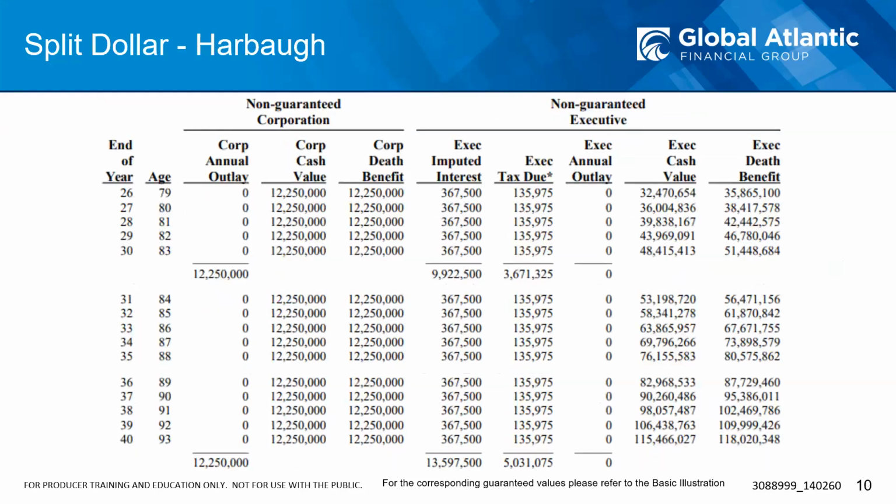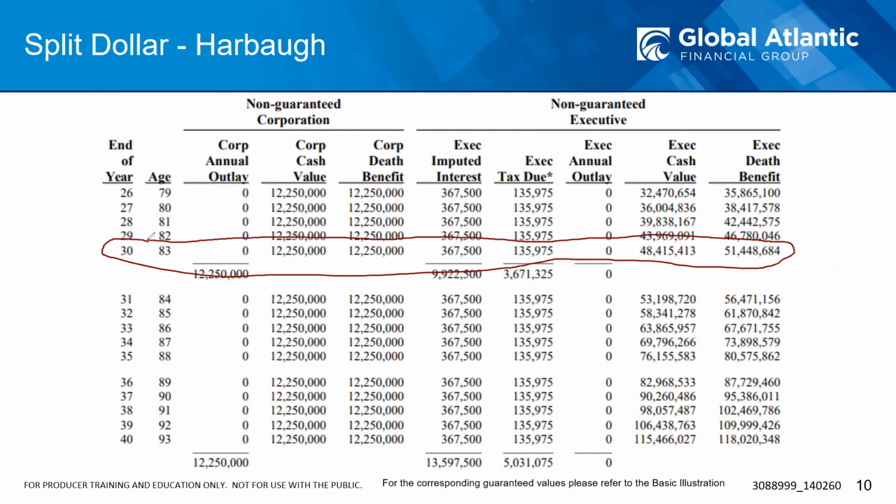We fast forward out many years to, let's go to year 30 of the policy at age 83. Still Michigan has paid out the $12.2 million, and they can expect that back. Jim is still paying $135,000 in taxes every year, but he has a very large amount of cash value, $48 million at age 83, with the executive death benefit, his death benefit to his heirs of $51 million.